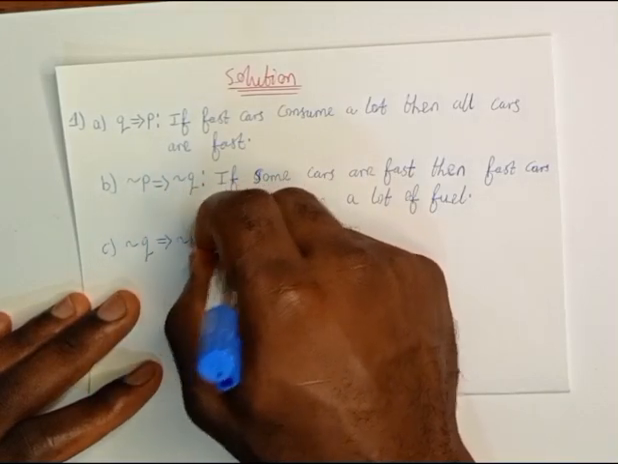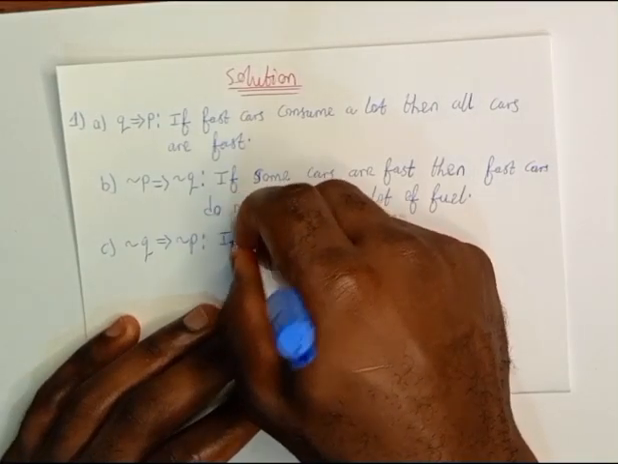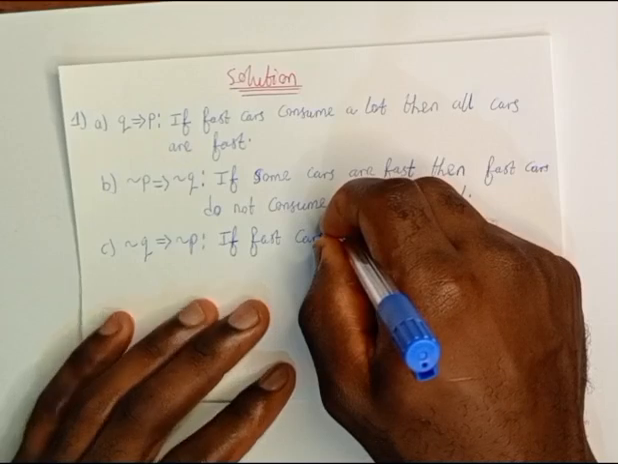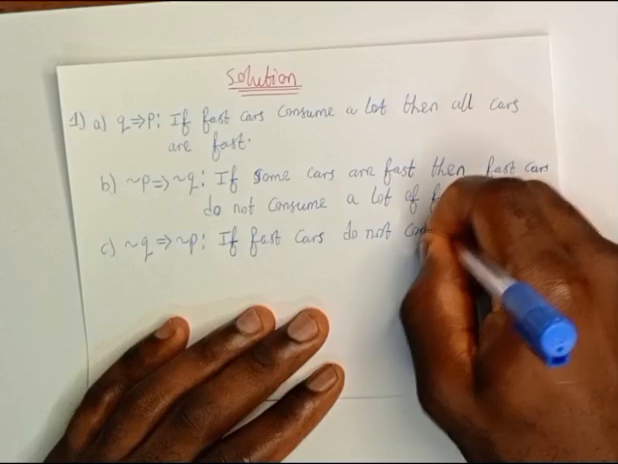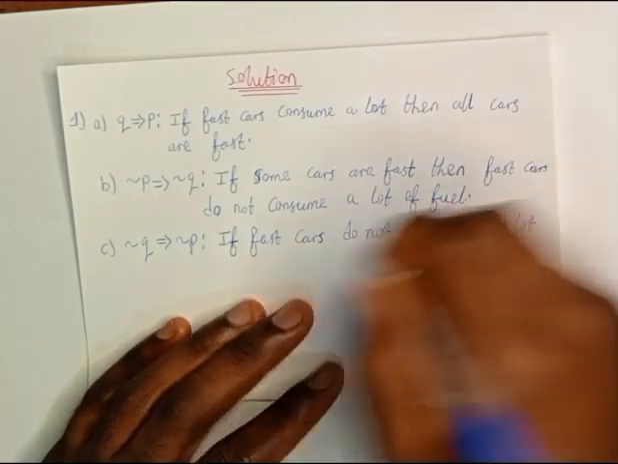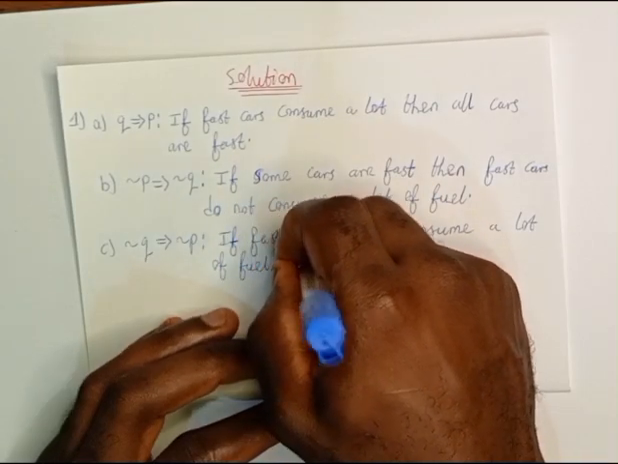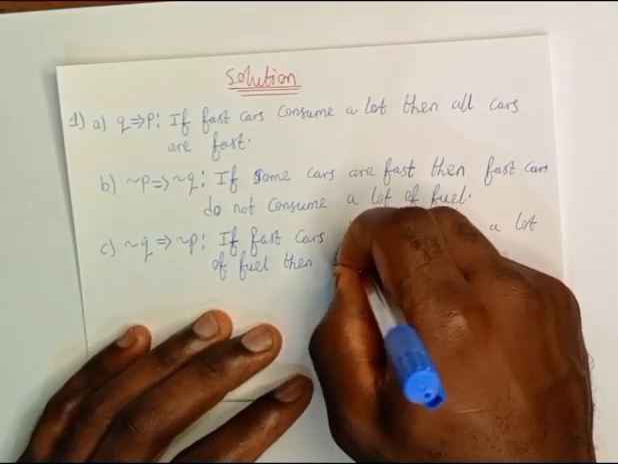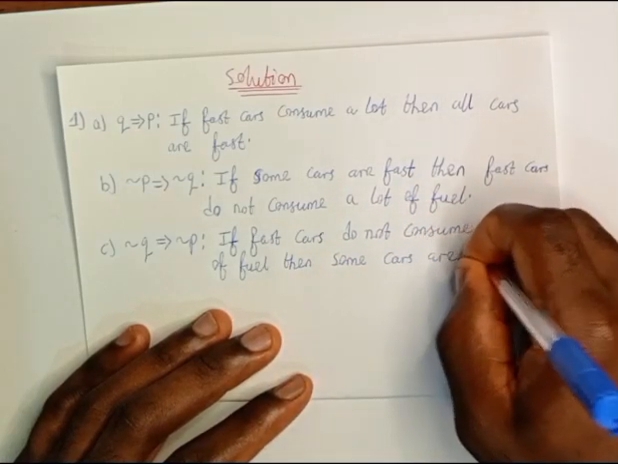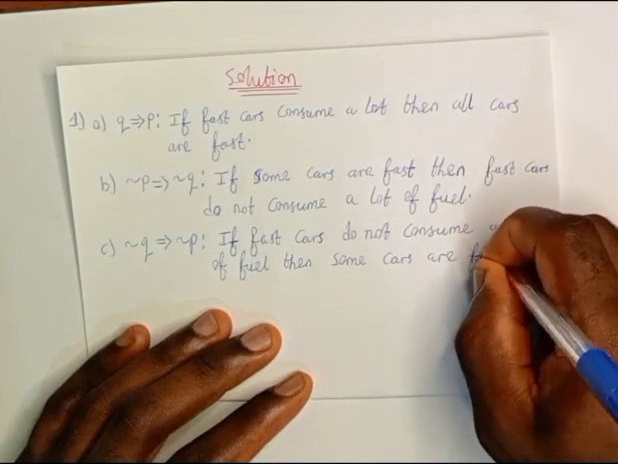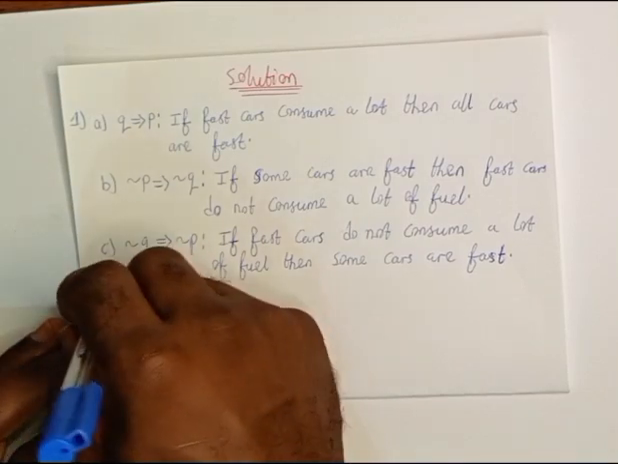We go to C, which is a contrapositive, not Q implying not P. The statement is simply if fast cars do not consume a lot of fuel, then some cars are fast. This is a contrapositive of the two statements. We move now to question 2.